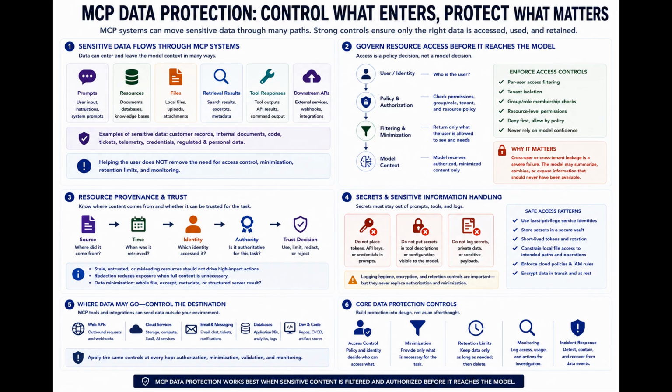Tokens, credentials, private keys, session cookies, and connection strings should not be placed in prompts, tool descriptions, or logs. Local file access should be constrained to intended paths and operations. Cloud resource access should use least privilege and server-side policy. Encryption, retention controls, and logging hygiene matter, but they do not replace authorization. MCP data protection works best when sensitive content is filtered before it reaches the model.